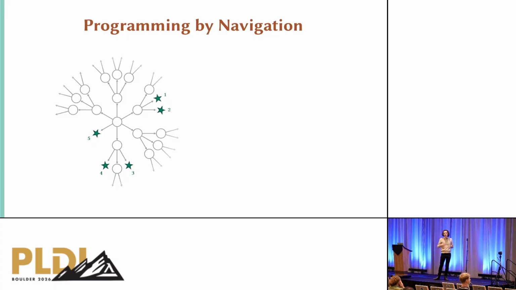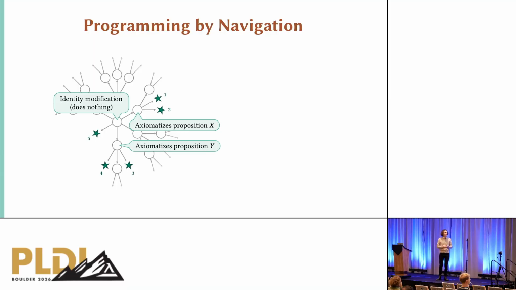In this particular context of debugging failing proof search, these programs are going to be proof system modifications. So maybe this one in the center is just the identity modification that does nothing. Maybe this one is the one that axiomatizes proposition X, and maybe this one is the one that axiomatizes proposition Y. The green stars are going to be the valid solutions, which in this context are going to correspond to proof system modifications that are actually going to prove the final goal. So maybe this one right here that's very close to that one in the center is going to be the trivial modification that simply axiomatizes the goal.